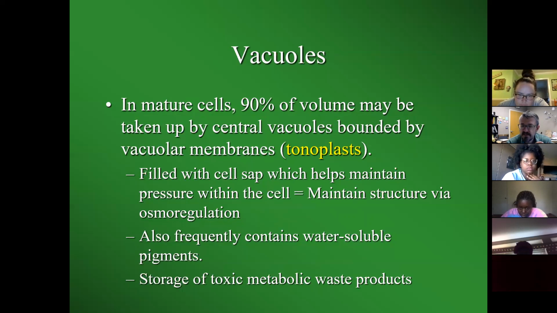And it frequently contains things that are water soluble, like certain pigments. Chlorophyll is a pigment. Anthocyanins, xanthophylls, things like that are pigments. So these might affect the color of the plant. It can also be used to store metabolic waste.